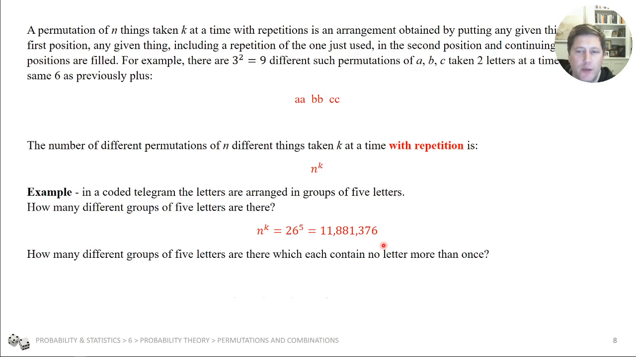Then if we impose a rule on it, how many groups of 5 letters are there which each contain no letter more than once? So now there's no repetition. You can only use one letter once in that. So now we have the equation from before for that. So now it's 26 factorial divided by (26 minus 5) factorial. And that comes to 7,893,600.